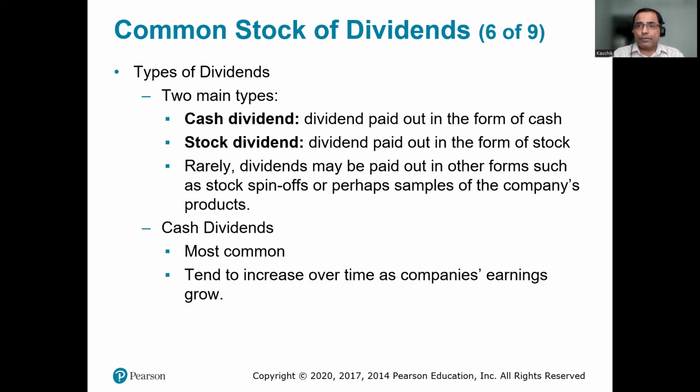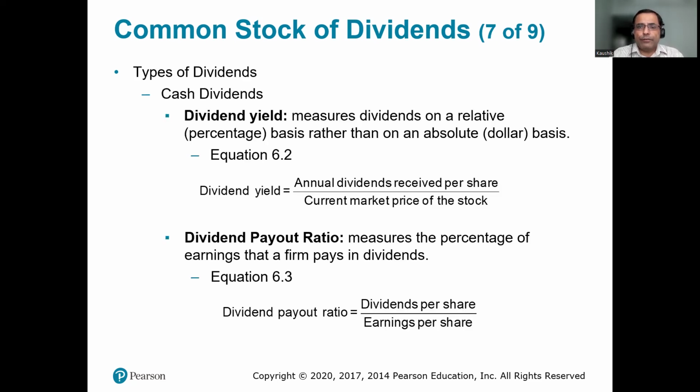So what are different types of dividends? One is cash dividend, which is the most common form. Cash payout to shareholders. And then we have stock dividend. In this case, the investors receive additional stock instead of direct cash. Sometimes dividends can also be in the form of stock of spin-off companies or samples of company products. Either cash or kind, that is how the payout is done. The most common way is cash dividend.